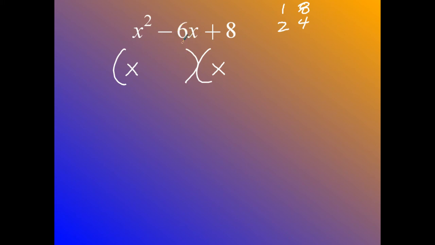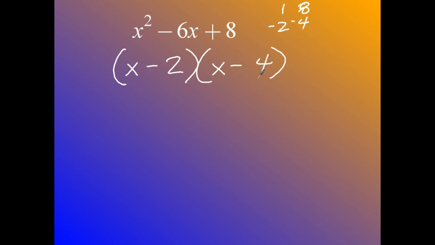Well, how am I going to add to get a negative, right? If this is positive, that means that both of these numbers on each side have to be either both positive or both negative. They're both going to be the same in order to get this. Well, if I'm going to add them to get a negative 6, then both of these have to be negative. And so I'm going to say (x minus 2)(x minus 4).